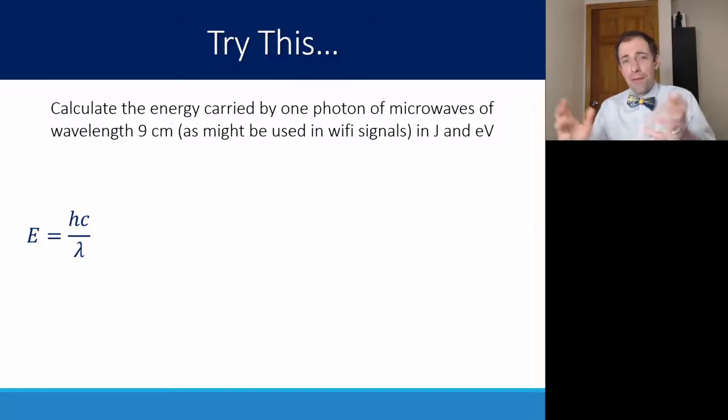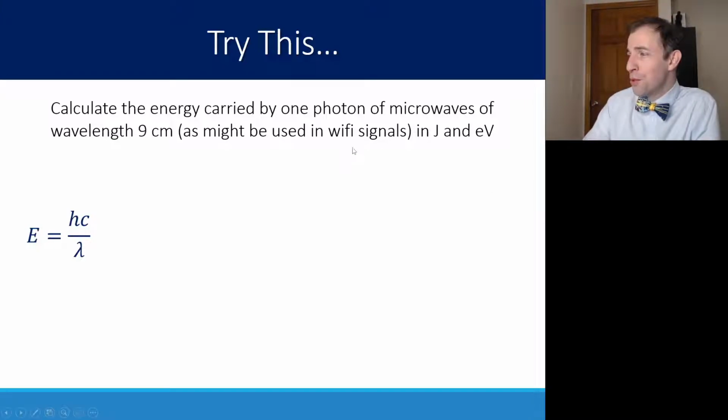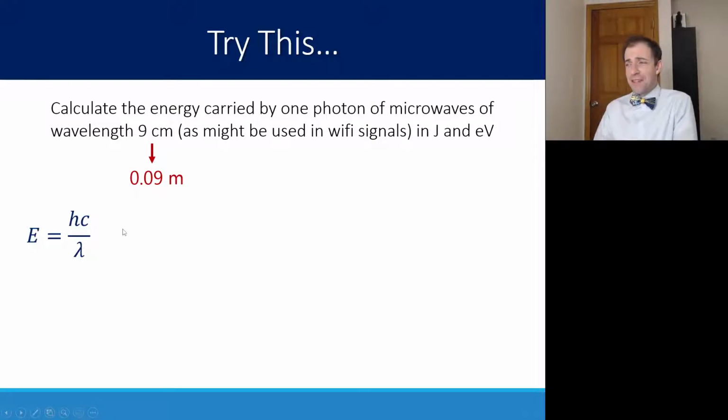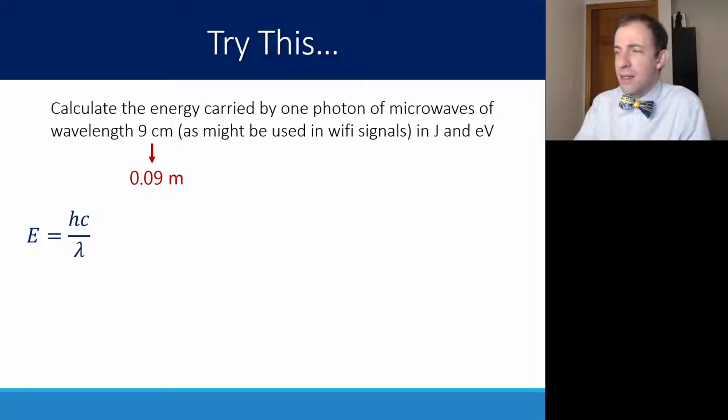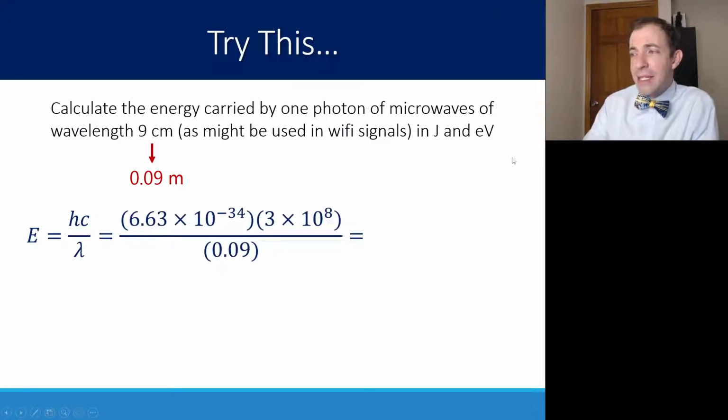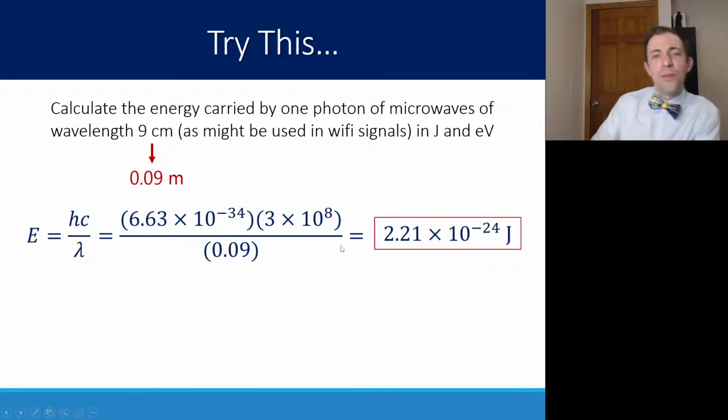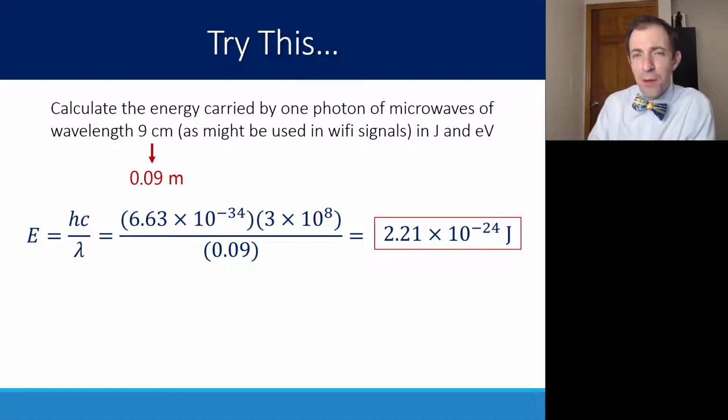Now, we want to do it here in both joules and electron volts. So I can plug in to figure out that energy. I will need to use the wavelength in meters instead of centimeters. So I'm going to convert that, just move the decimal over 2 times because there are 100 centimeters in a meter. Plugging that in, h is 6.63 times 10 to the negative 34th. c is 3 times 10 to the 8th. Divide that by lambda, 0.09 meters, and I get 2.21 times 10 to the negative 24th joules.